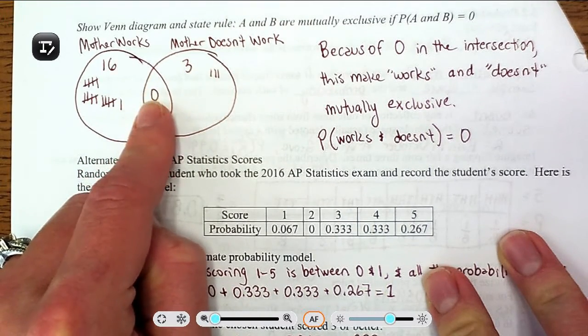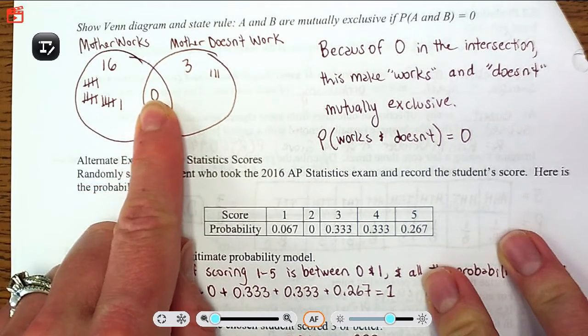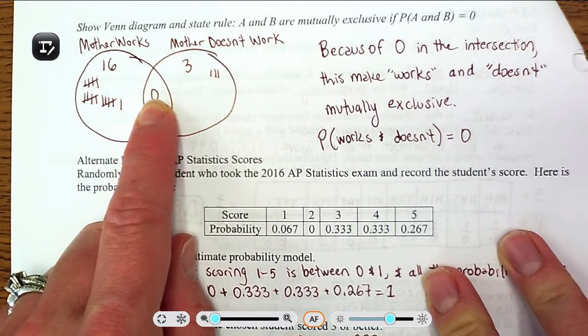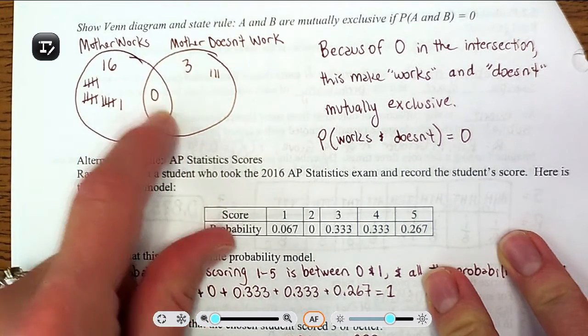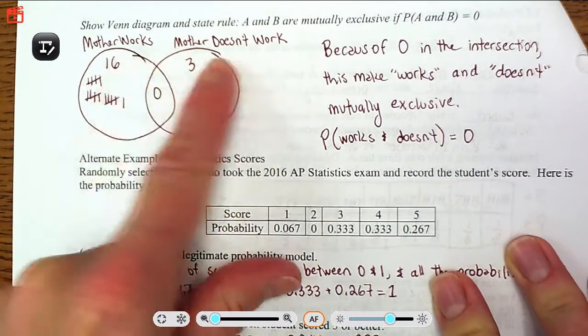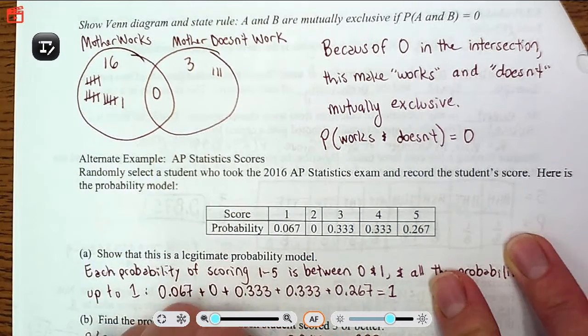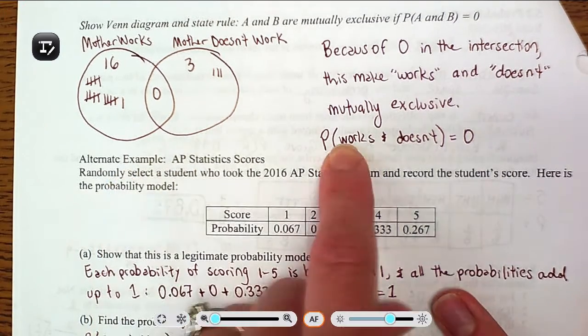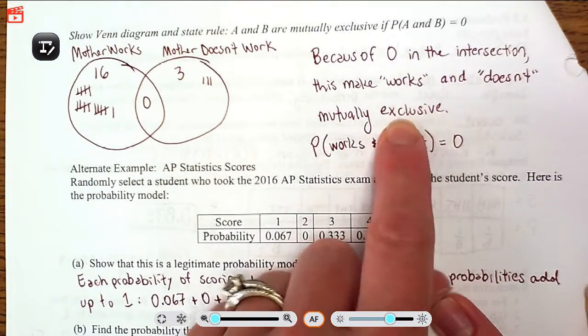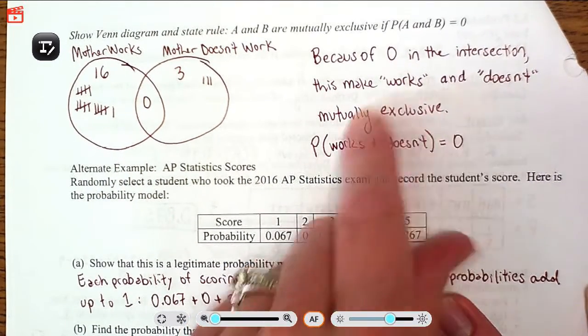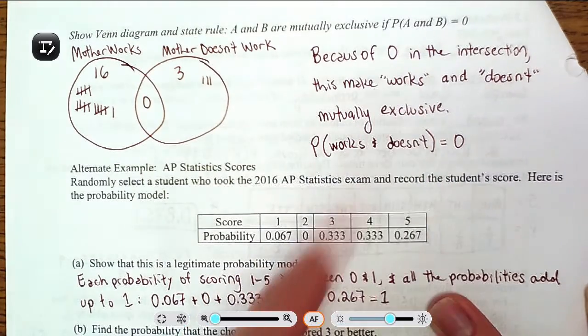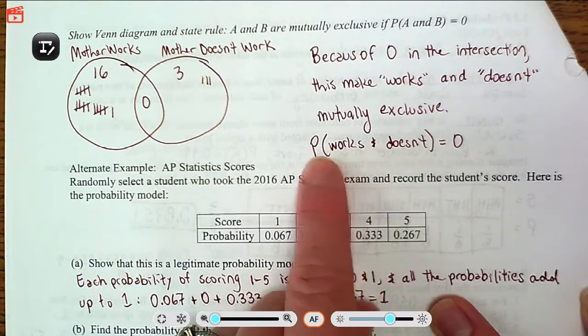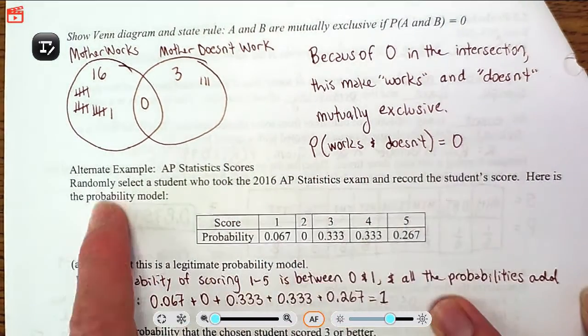This 0 in the middle is really there because there will never be any mothers that work and don't work, okay? So they are inherently opposite of each other. They are mutually exclusive. There would be nothing in the intersection ever. Okay, the intersection of works and doesn't work is 0. Okay, therefore they are mutually exclusive. The probability they do both is 0.